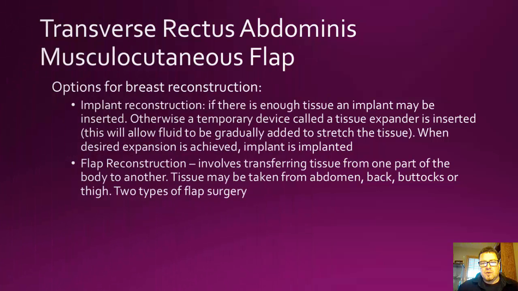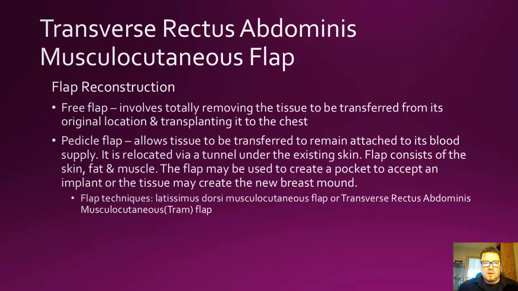If there's enough tissue, the implants can be done without tissue expanders. If they feel that they need to stretch the tissue, they'll put tissue expanders in and gradually increase the tissue until they feel there is enough tissue to cover the implant. Now, the flap reconstruction involves moving tissue from one side of the body to the other. So it can be taken from the abdomen, back, buttocks, or thigh. And there are two types of flap surgery. There's a free flap or a pedicle flap.